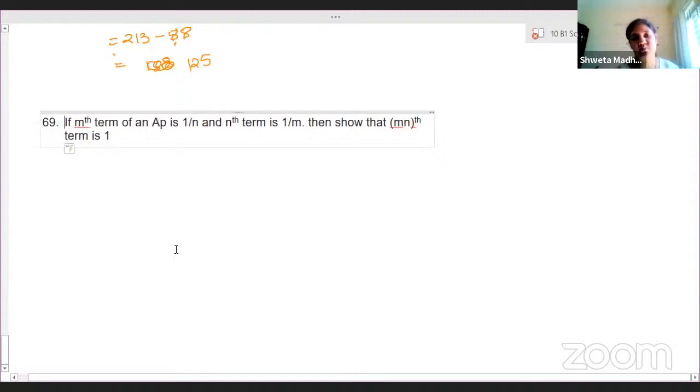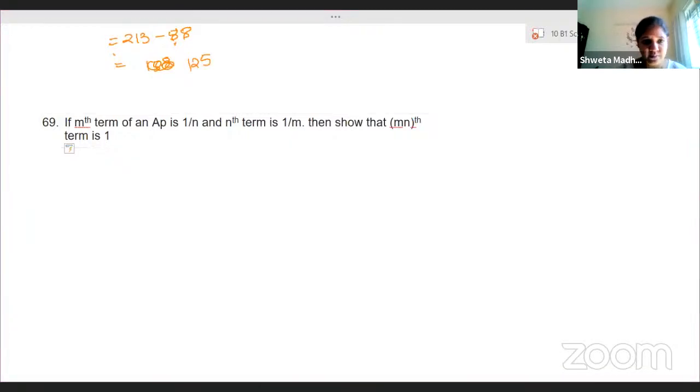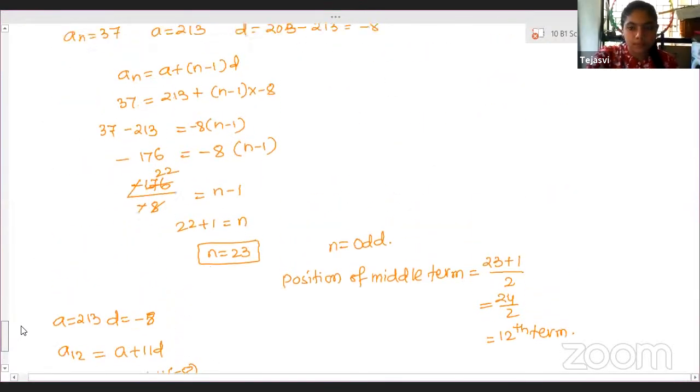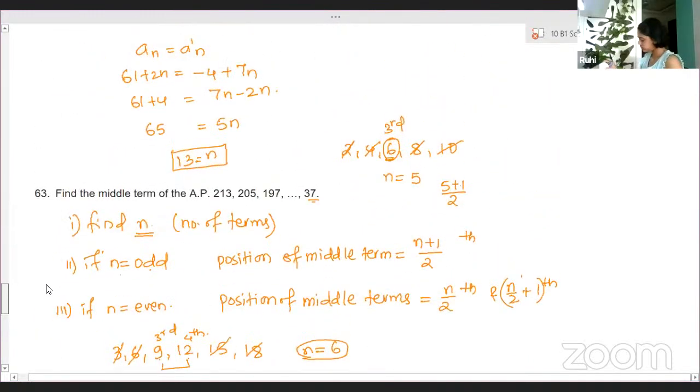If the mth term of an AP is 1 by n and the nth term is 1 by m, show that m into n term is 1. You have solved a similar question. If you check your question number 61, have you solved? Yes, ma'am.